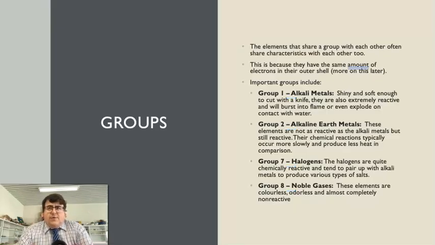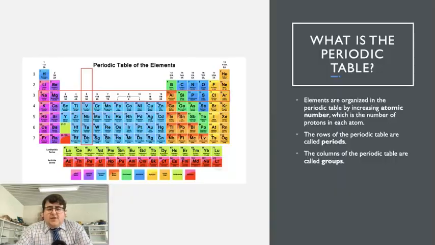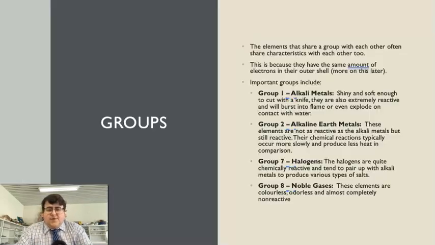We find that when we're looking at the periodic table, the elements that are in the same group with each other often share the same characteristics. So if we go back over here, helium, neon, argon, they all have the same characteristics. Same as lithium and sodium, same characteristics as each other. Boron, aluminium, same characteristics as each other. The reason for that is because they all have the same amount of electrons in their outer shell.